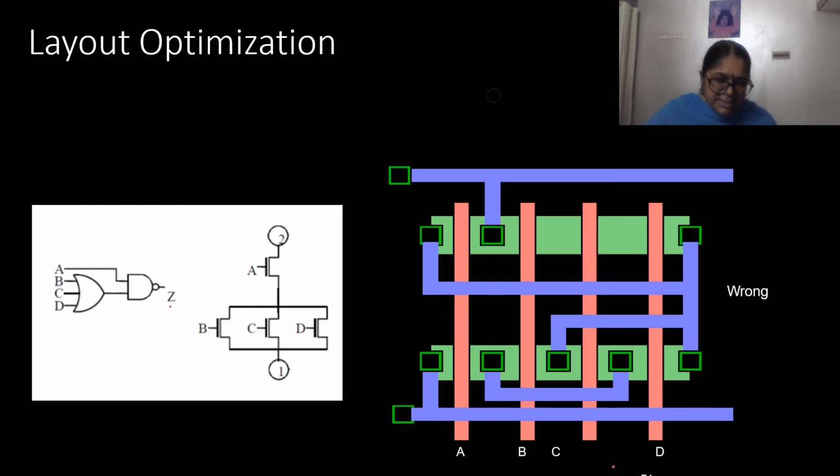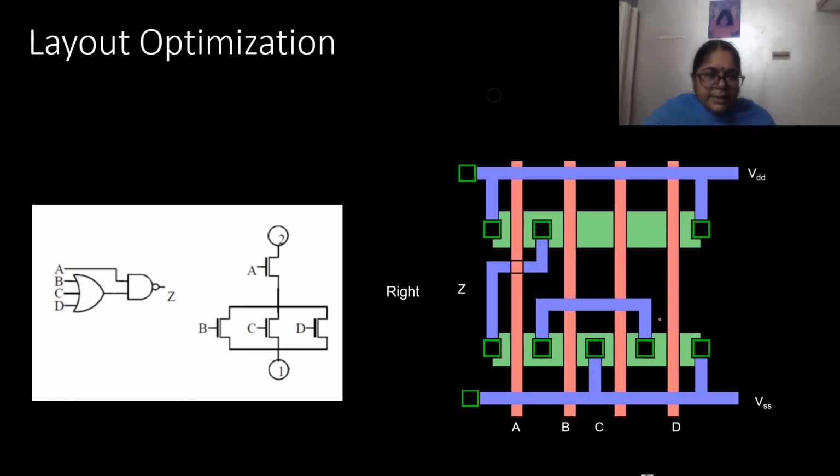So the circuitry has been converted to the stick diagram or the layout, but you can see here that the metal layer has been drawn like this, which is very near to the power line. Similarly, you can see that in this fashion the metal lines have been routed. So this is wrong. Instead, the right one is by properly placing the transistors and making the connections, like source and drain have to be marked in such a way that such connections are avoided.